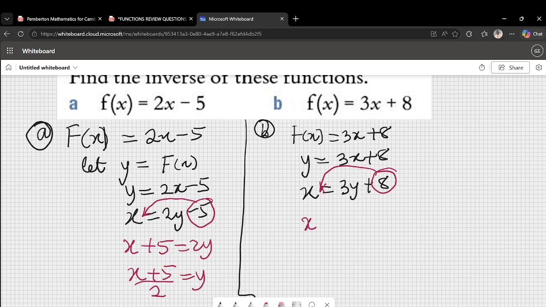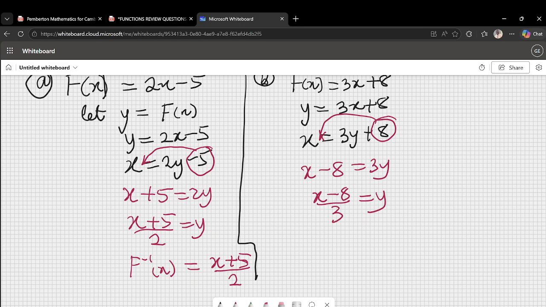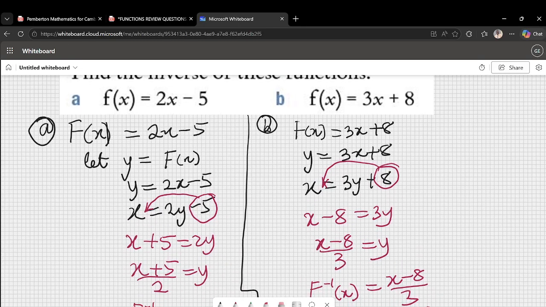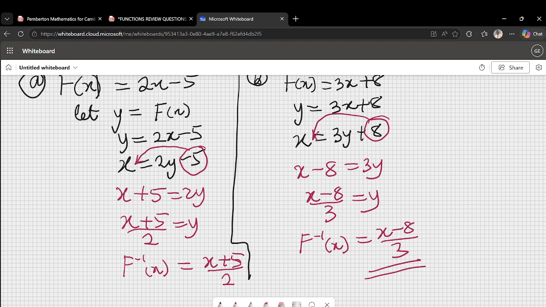So that will give me x minus 8 is equal to 3y. So x minus 8 over 3 will be equal to y. So at the end, the inverse of x will be x minus 8 over 3. So this is how we get the inverse function for this particular function denoted by f of x. So the f inverse of x can be written as this for the first one.